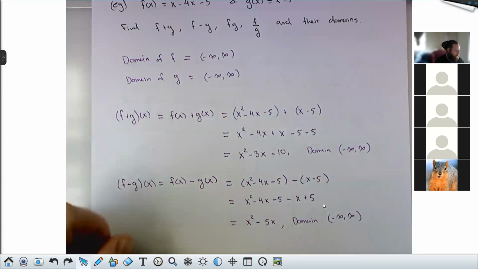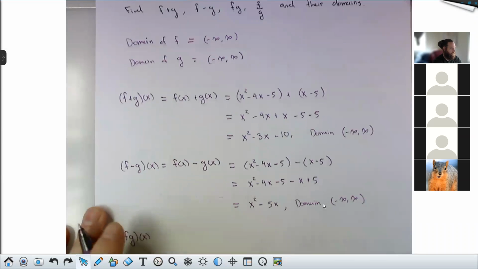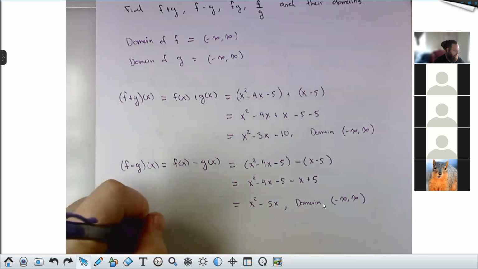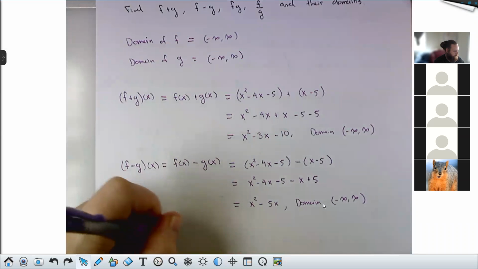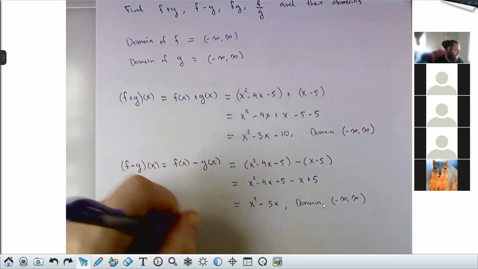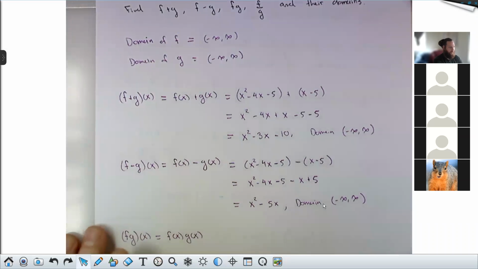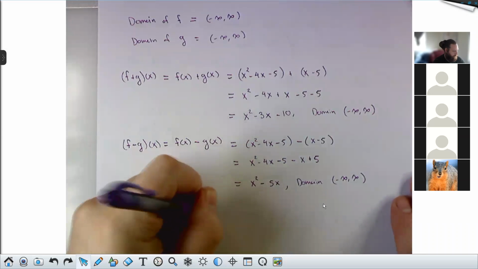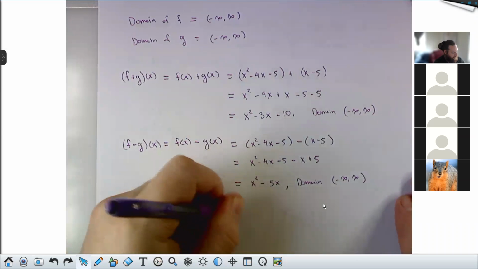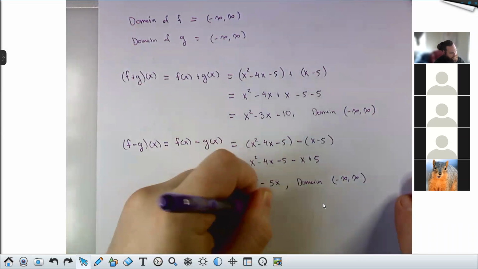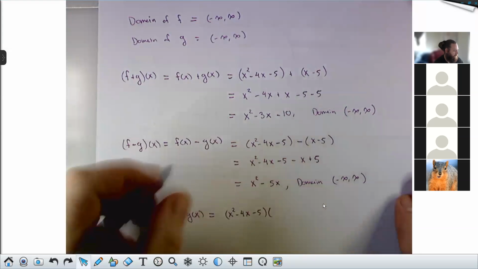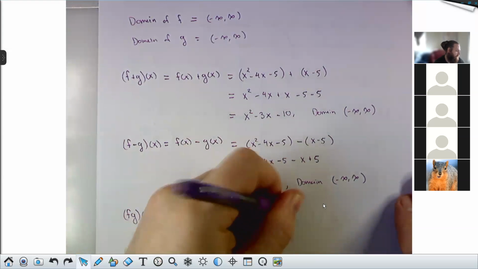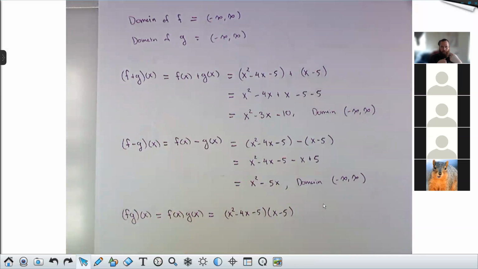f times g is next. Now I go to the rule, just write down the rule and everything else will feel super obvious. f times g of x, the rule is that's equal to f of x times g of x. And again, you need to put these in parentheses. So f of x, that's x squared minus 4x minus 5. And I'm multiplying that by g of x, which is x minus 5. And I want to make sure I'm multiplying one whole function by the other whole function, so I put both in parentheses.